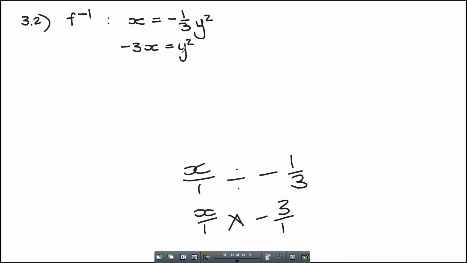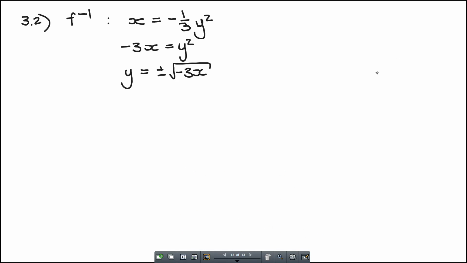Okay, now we've got to get rid of that square. So y will be plus or minus square root of minus 3x. Wie het hom gekry? Good. Goed, nou kom ons kyk gou na G. Get the inverse of G. Okay, so the first thing we do is we switch the x and the y. So x is equal to minus a third y.